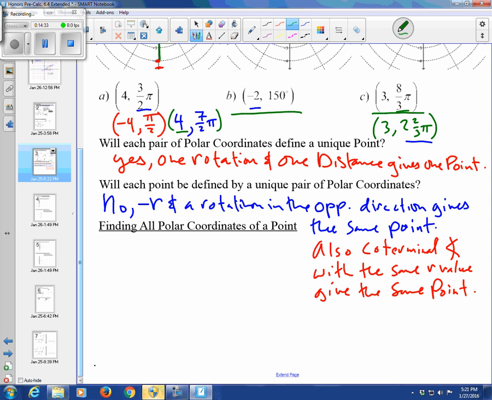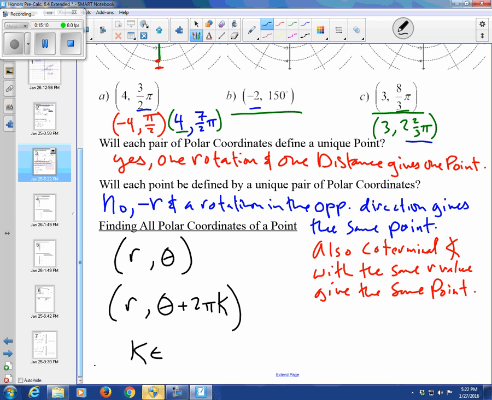Let's talk about this in terms of a pair of polar coordinates (r, theta). If we've got a pair of polar coordinates (r, theta) defining a point, we would be able to get to that same point if we had the same r value and a coterminal angle. So a coterminal angle to theta would be any theta that differs by a rotation of 2 pi, right? So any increment of 2 pi plus theta is going to give us a coterminal angle. We could call a coterminal angle theta plus 2 pi k, where k is an element of the integers.